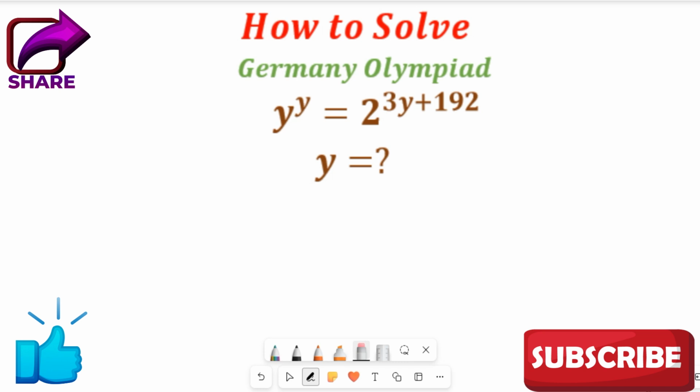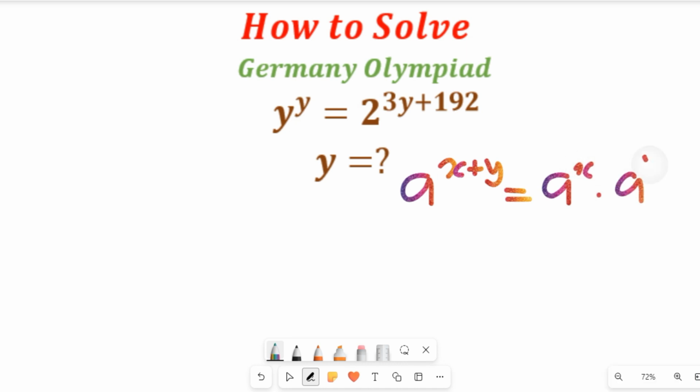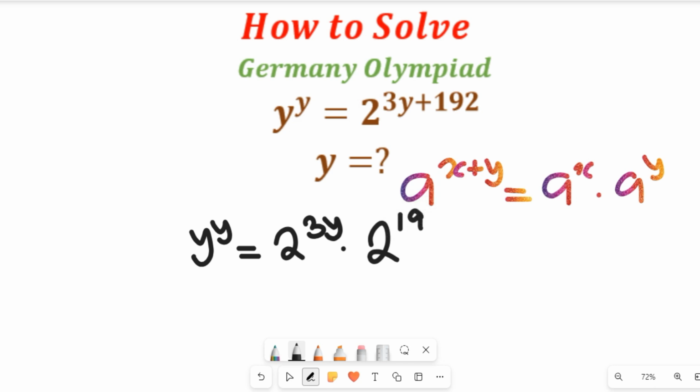Now to solve this question, let's look at one simple law of indices. If you are given a to the power of x plus y, recall that this can be equal to a to the power of x multiplied by a to the power of y. This is what we call the product law of indices. Now, if we apply it in this expression, we're going to have y to the power of y be equal to 2 to the power of 3y multiplied by 2 to the power of 192.